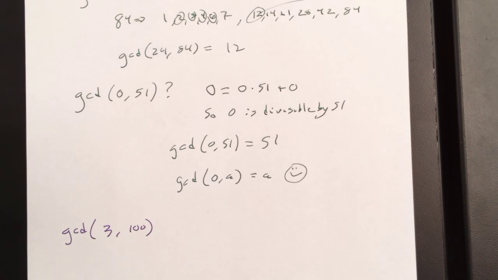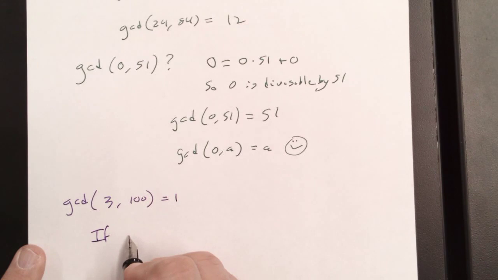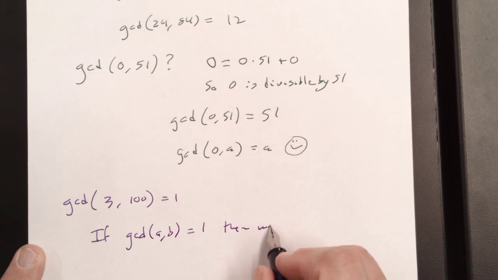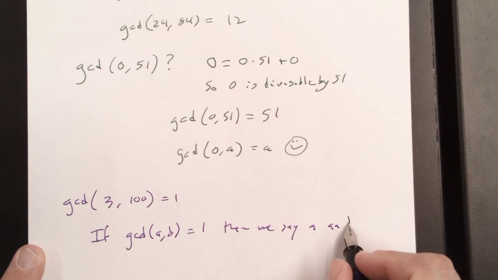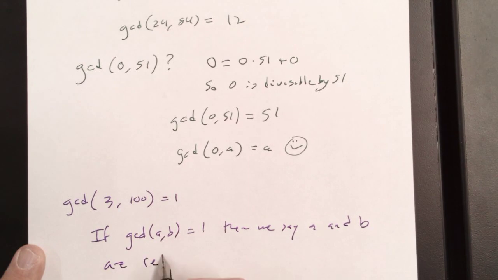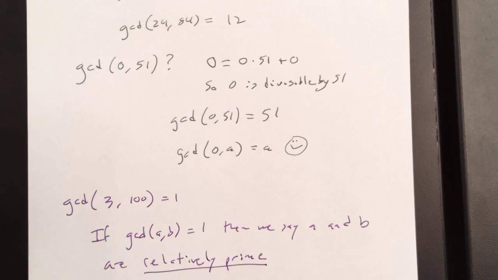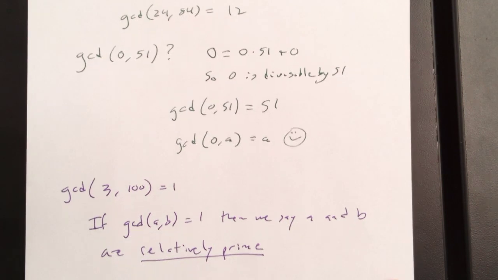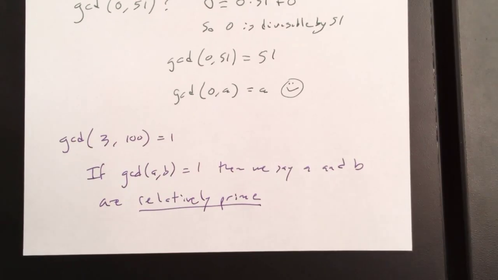The only things that divide 3 are 1 and 3. 3 doesn't divide 100, but 1 does. Two numbers whose greatest common divisor is 1 are called relatively prime.